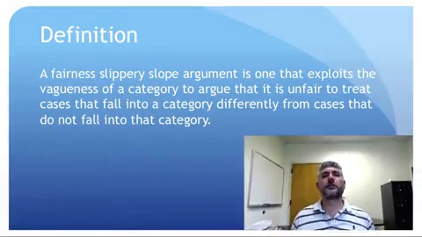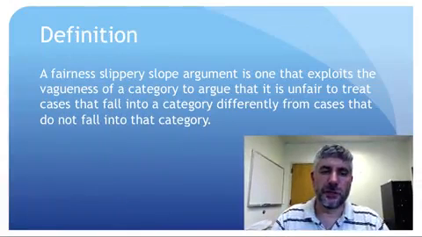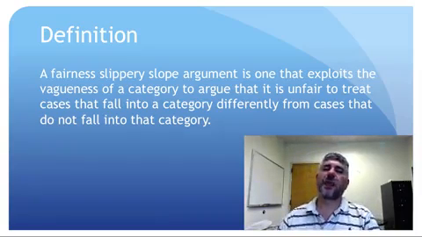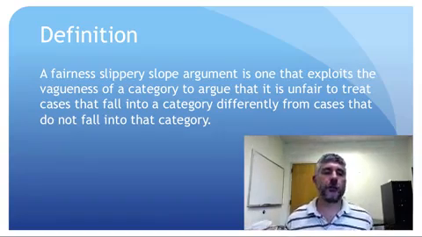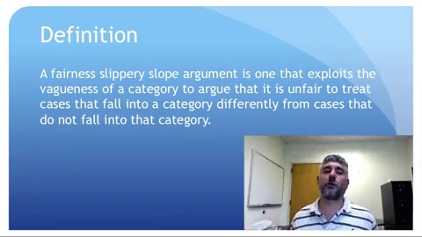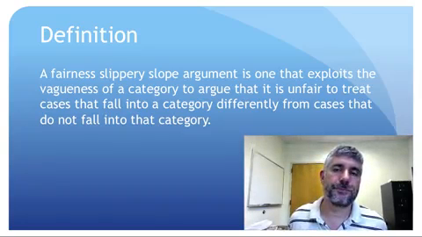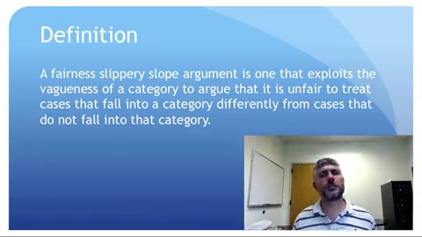Well, here's the definition. A fairness slippery slope argument is one that exploits the vagueness of a category to argue that it's unfair to treat cases that fall into that category differently from cases that don't fall into that category. So, what's an example of that?